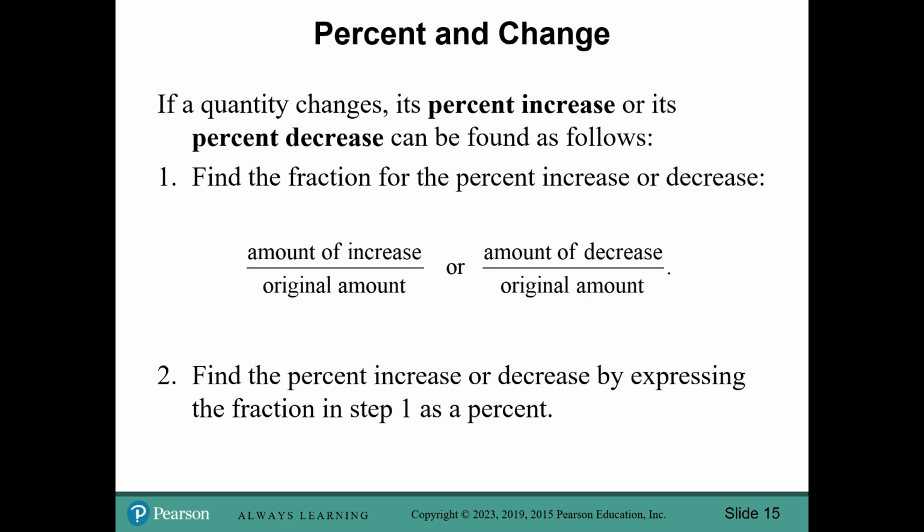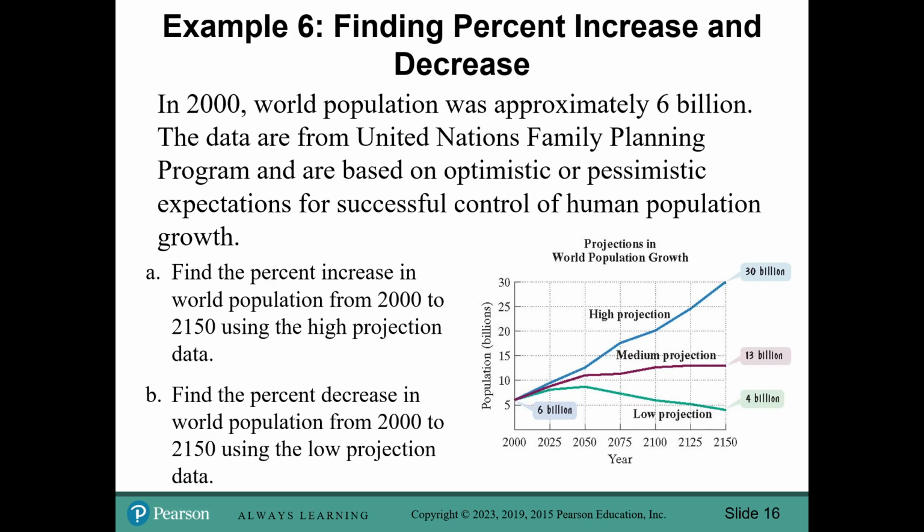Now, if a quantity changes, its percent increase or its percent decrease can be found as follows. We want to find the fraction for the percent increase or decrease: the amount of increase over the original amount or the amount of decrease over the original amount. Number 2 says find the increase or decrease by expressing the fraction in step 1 as a percent. That tells us the increase or decrease as a percent as long as we move it from a fraction to a percent. So in example 6, we are going to find the percent increase and decrease.